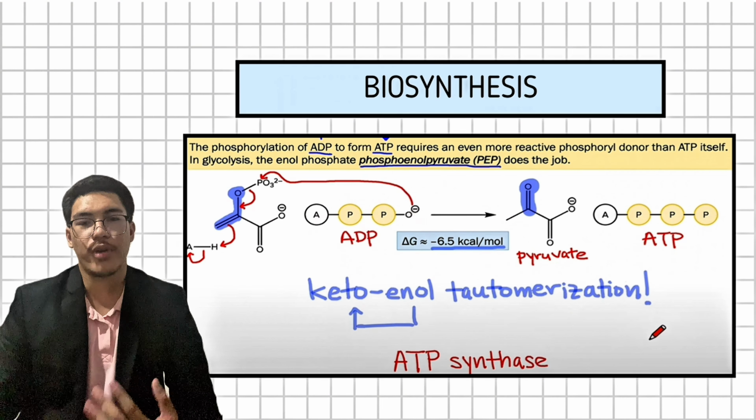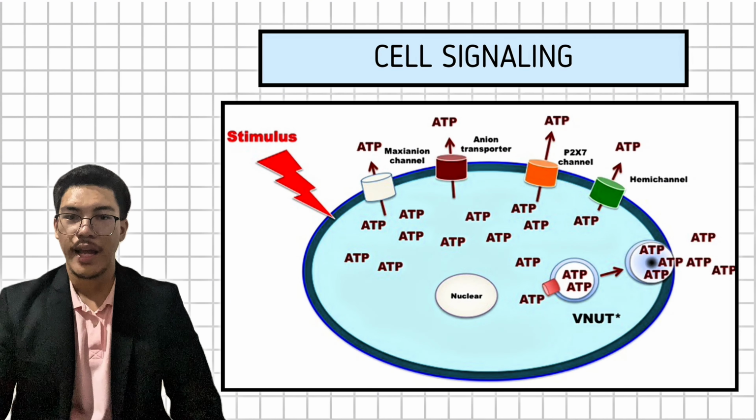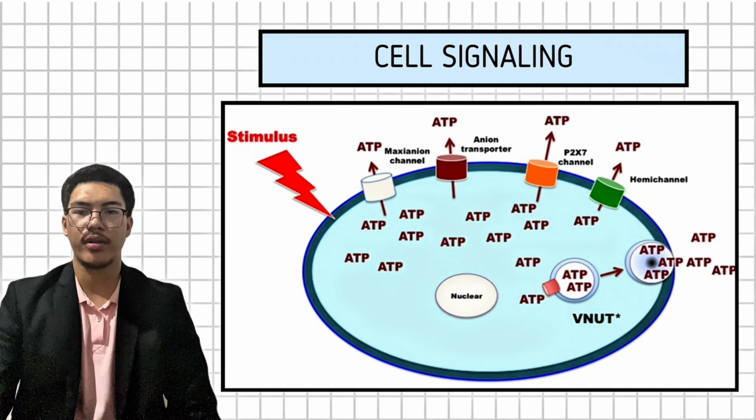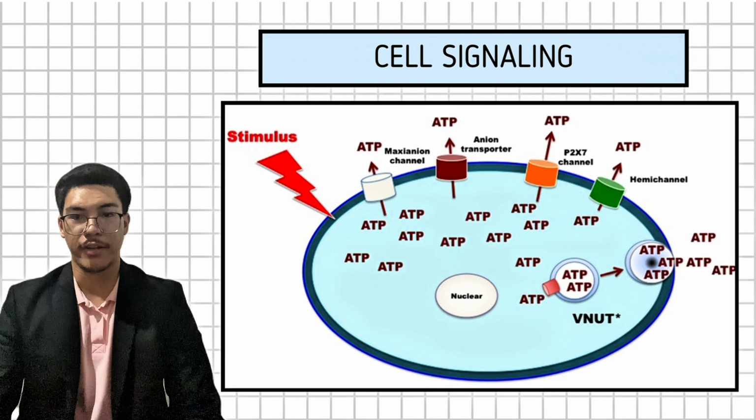Another function of ATP is outside the cell. ATP acts as a signaling molecule, helping coordinate things like nerve impulses and immune responses. Inside the cell, ATP turns on key enzymes, especially kinases, which help regulate other proteins. So ATP isn't just powering reactions, it's also directing traffic, telling the cell when and where to act.